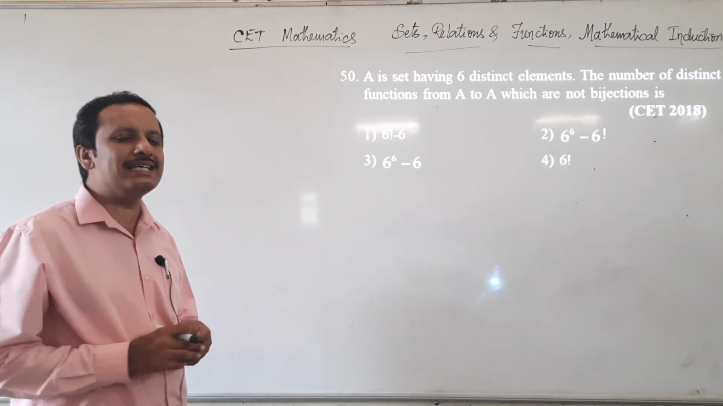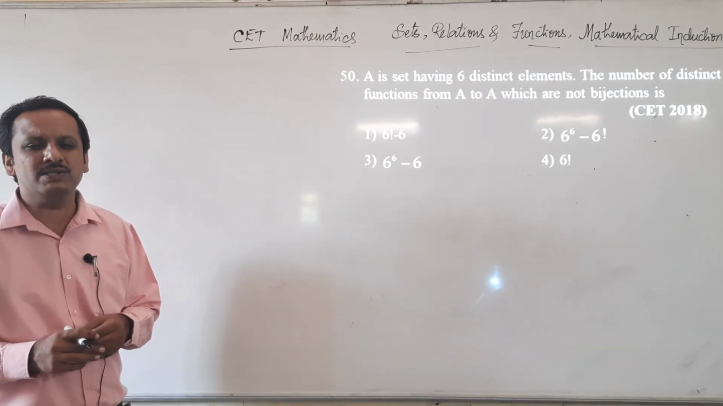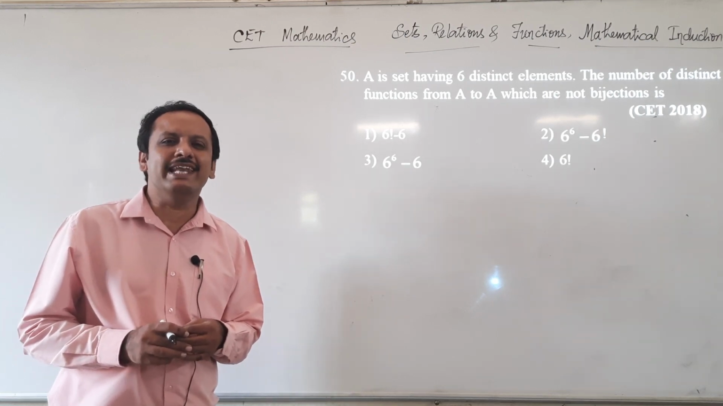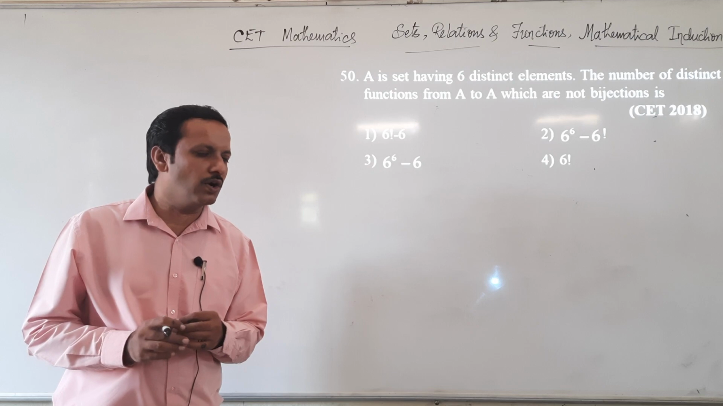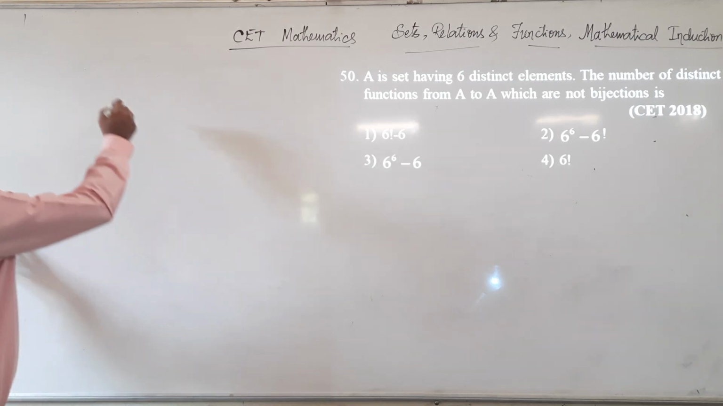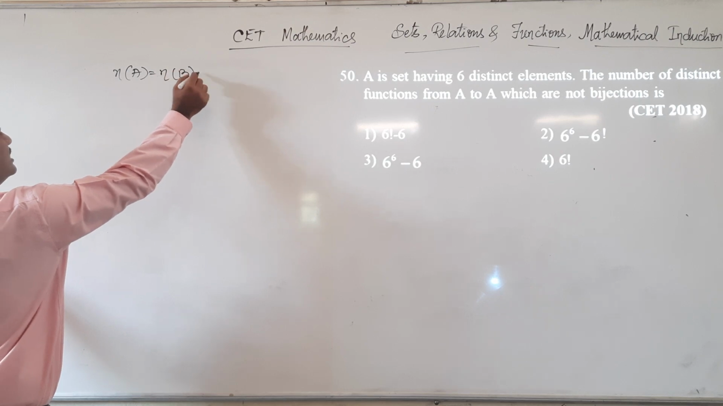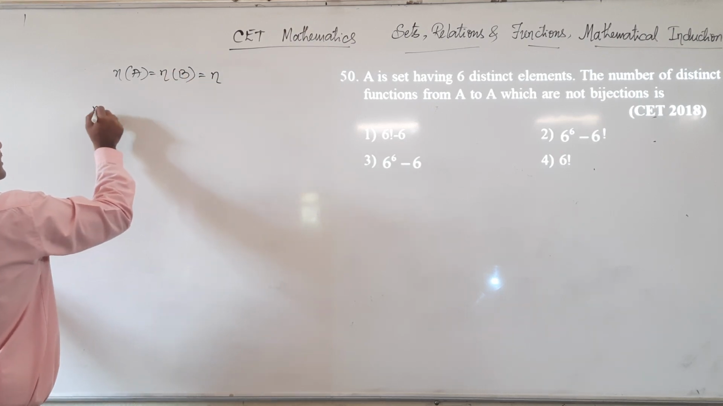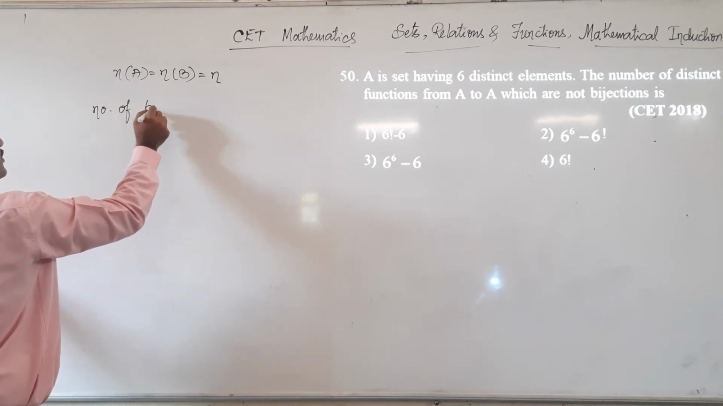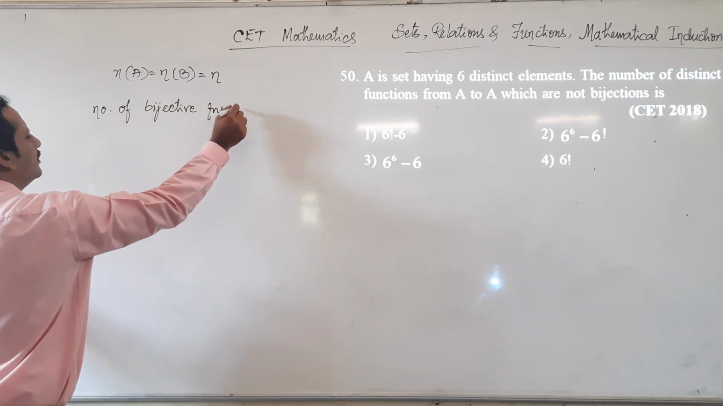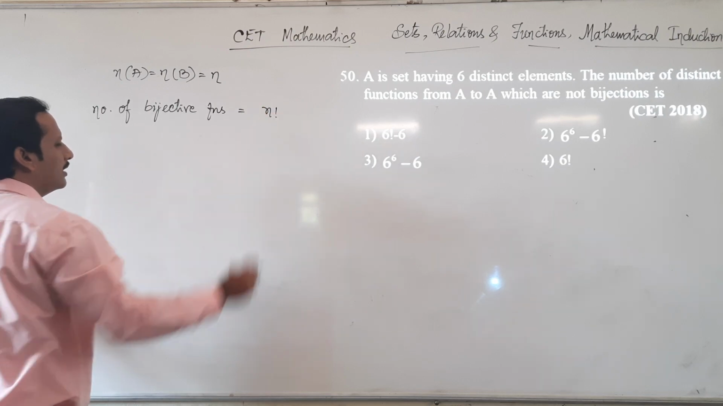So if A has n elements and B has n elements, then the number of bijective functions from A to B is n factorial. So if n(A) equals n(B) equals n, then the number of bijective functions is equal to n factorial.